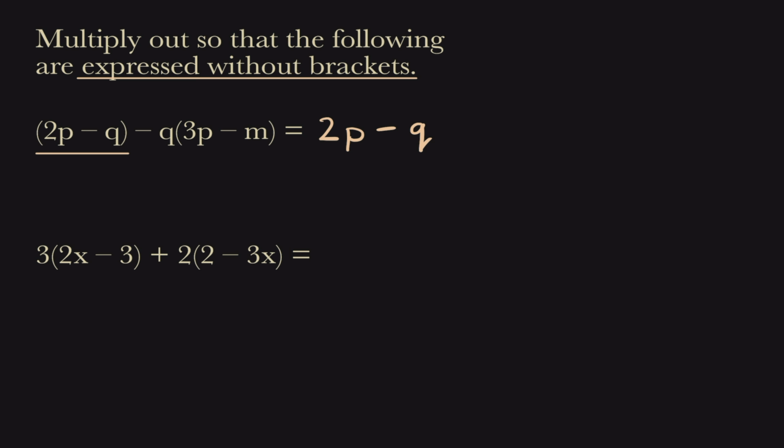Now the next part of this expression is a little bit more tricky. We've got negative q, and we need to multiply it by everything inside the brackets, which is the first term 3p and the second term negative m. Since q is a negative, we have to multiply negative q times by 3p. So we're going to end up with negative 3pq.